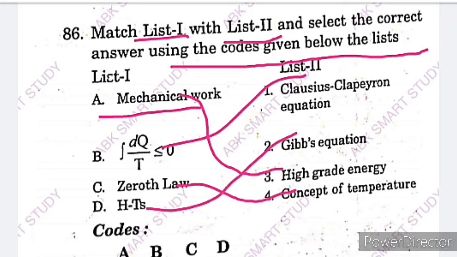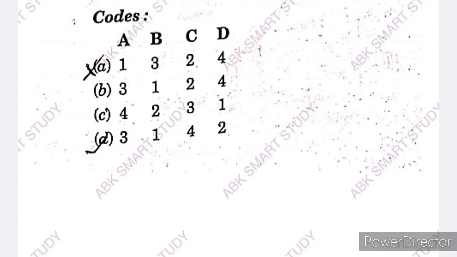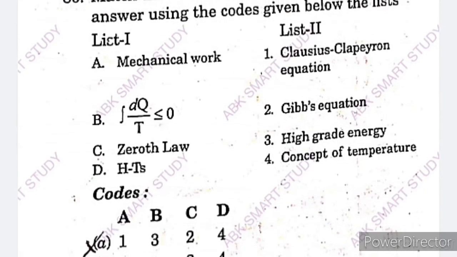So here option 3142, that is mechanical work high grade energy, integration of dq by T less than or equal to 0 is Clausius-Clapeyron equation, zeroth law concept of temperature, and H minus Ts is Gibbs equation. So option D, 3142, is the correct answer for the above question.